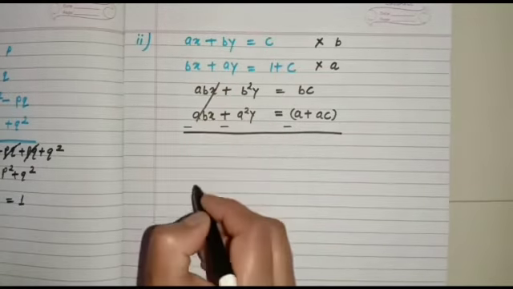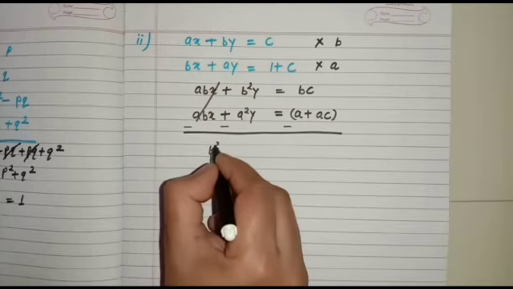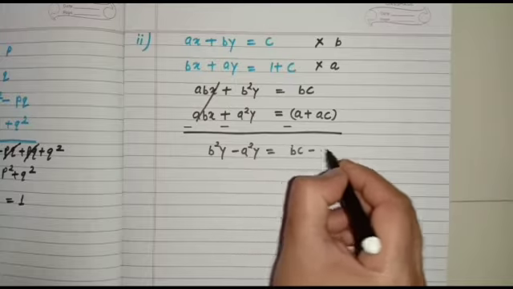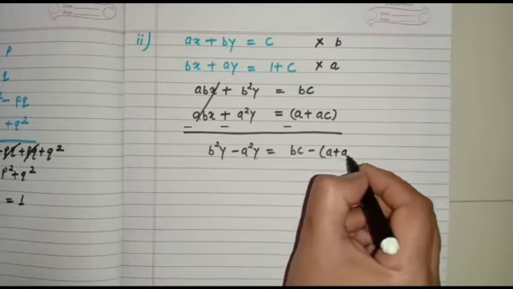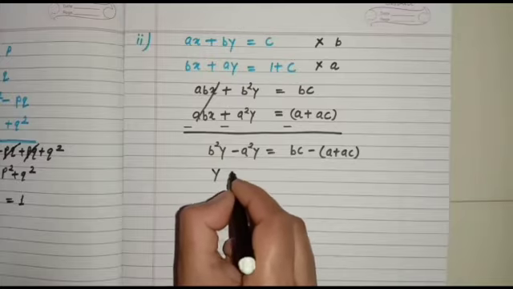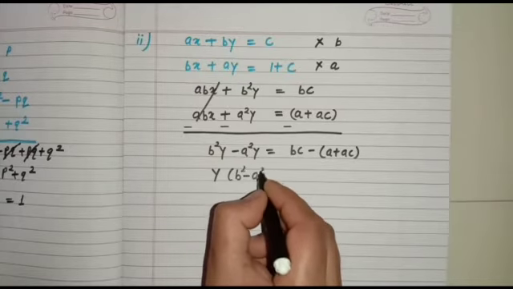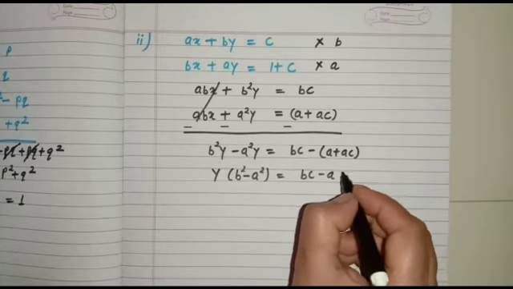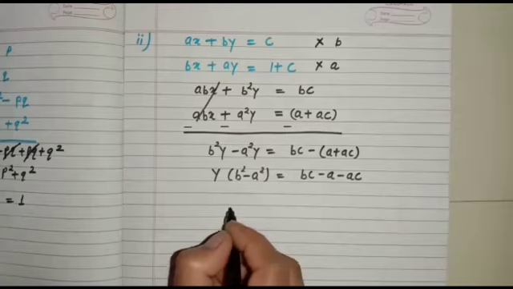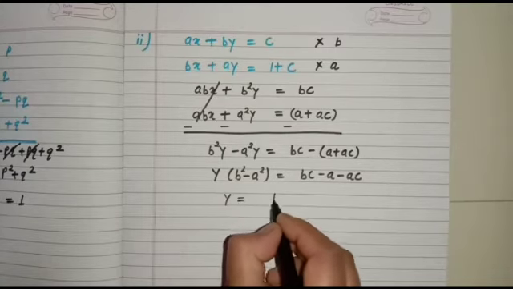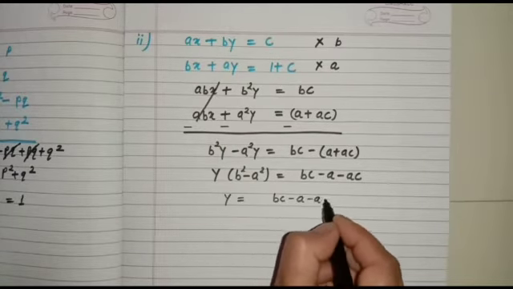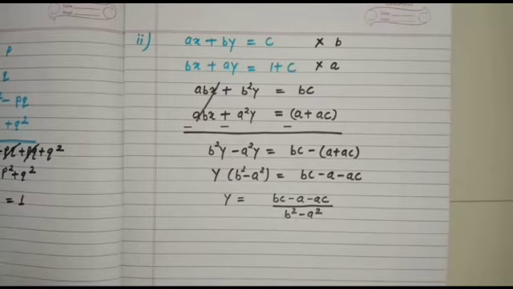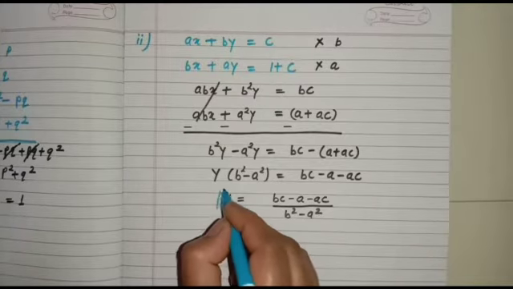This abx cancels with this minus abx, and we will get b square y minus a square y equal bc minus, within bracket, a plus ac. We will take y common, b square minus a square equal bc minus a. If we open the bracket, we will get minus ac, and y equal bc minus ac upon b square minus a square. This is the value of y.